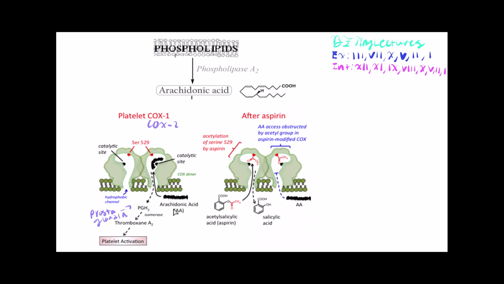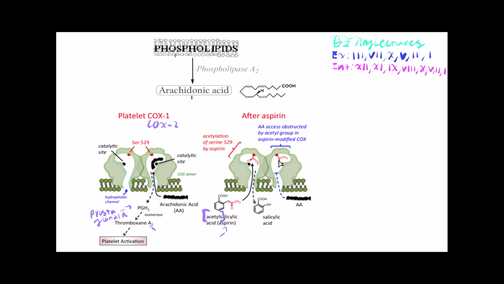So here we are, arachidonic acid. It goes into the cyclooxygenase, it touches this little catalytic site, and it converts into prostaglandins, and one of these prostaglandins is called thromboxane A2. And thromboxane A2 is going to activate the platelets, and that makes the platelets sticky, and that causes the formation of clots.